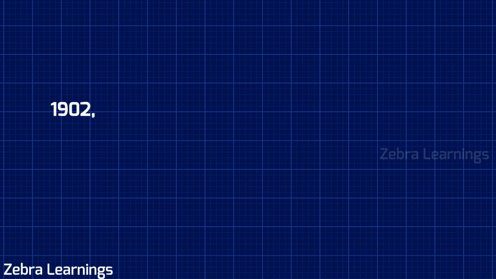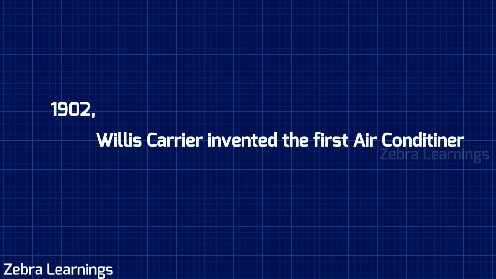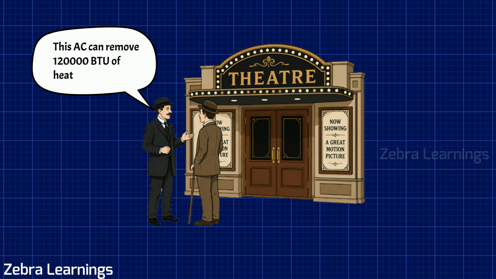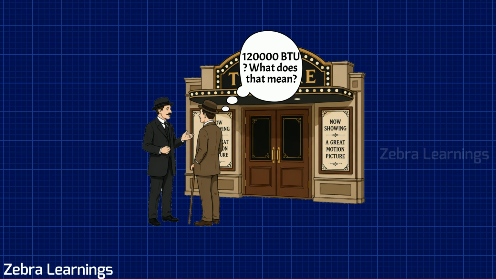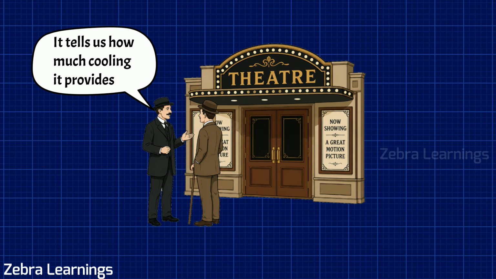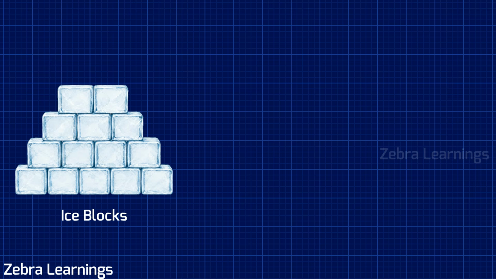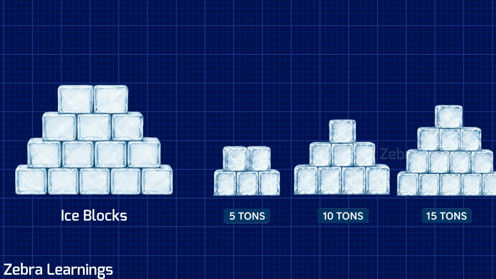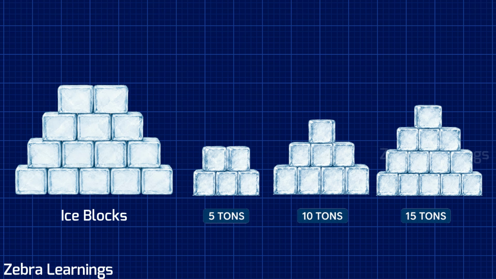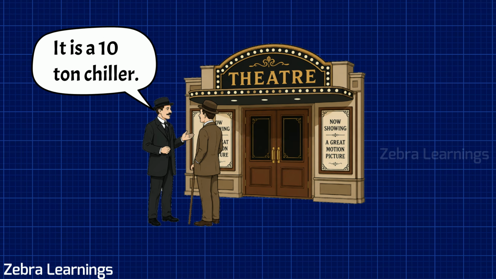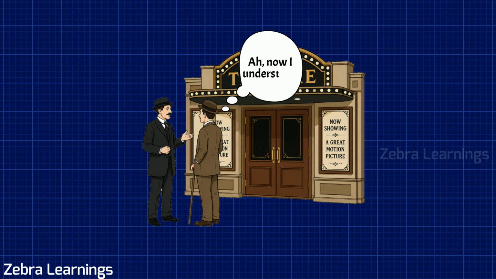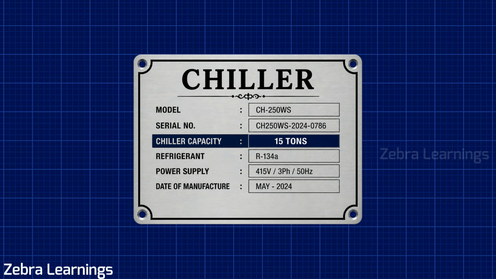In 1902, Willis Carrier invented the first air conditioner. But to sell these to hospitals and theaters, stating the AC's capacity in BTU wouldn't make sense to them. This was because they were already buying ice blocks for cooling. They would purchase 5 tons, 10 tons, and 15 tons of ice blocks daily for hospitals and theaters. Therefore, it was decided to sell chillers by stating their capacity in tons, as it would be easily understood by the buyers. So, they stated the chiller's capacity in tons of refrigeration.